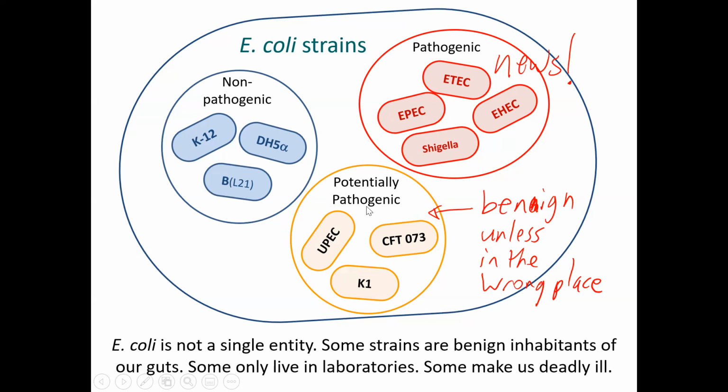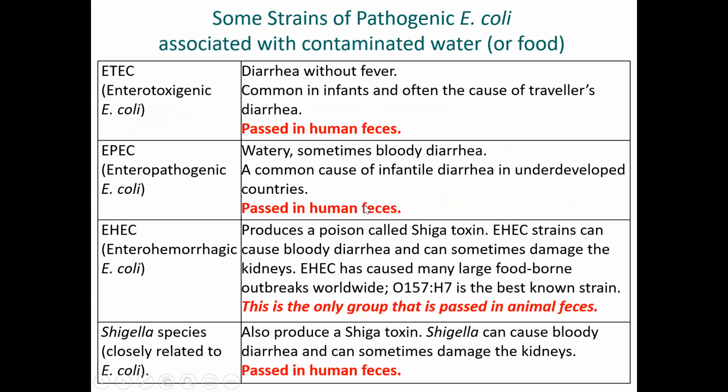So I kind of want to just talk about some of these here in general. I think I have some slides on some of these. So you may notice that the pathogenic ones all have code names, like we have ETEC and EPEC and EHEC. So I'm not going to ask you to define those on the test, okay?